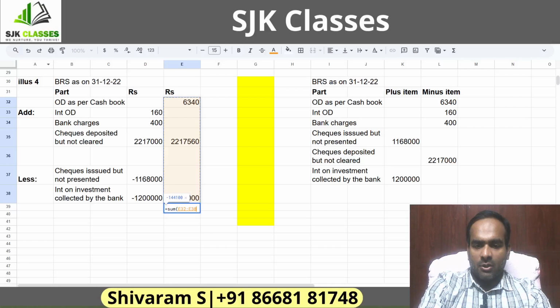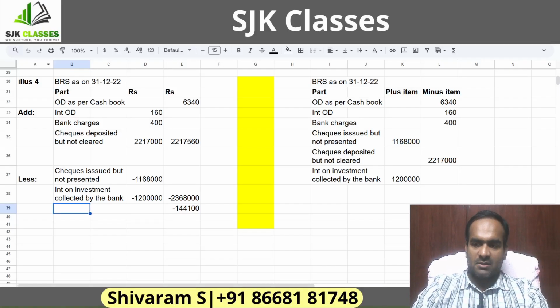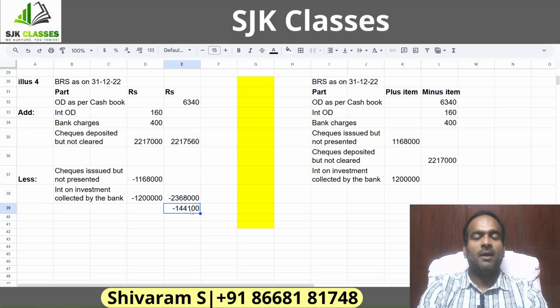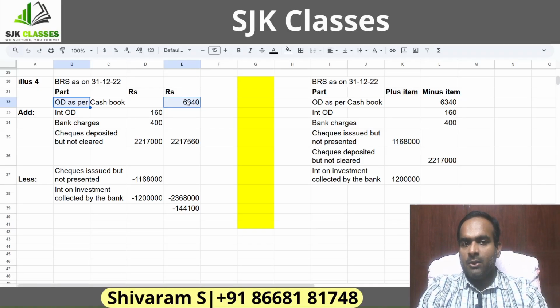So if you add the outer column numbers, it comes to how much? Negative 1,44,100. You have to be very careful here. Listen carefully. It's a very, very important point because mistakes might happen here. Now, my balance is negative 1,44,100. Now, what does it mean? Is it an overdraft or is it favorable? So how should you find this? It's very simple. See, my opening balance is what? Overdraft, right?